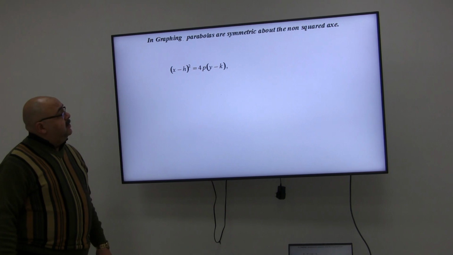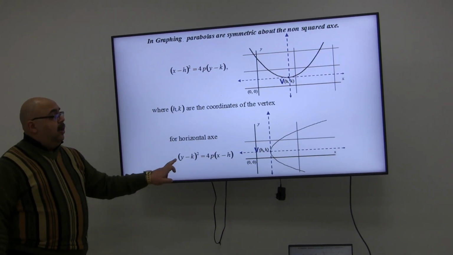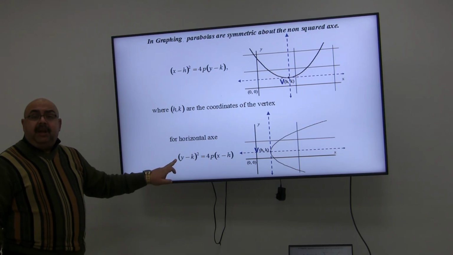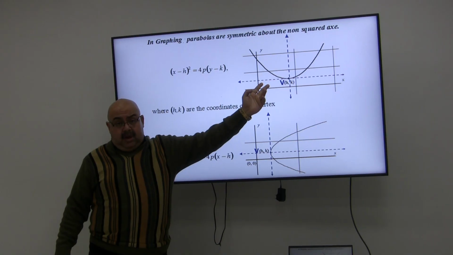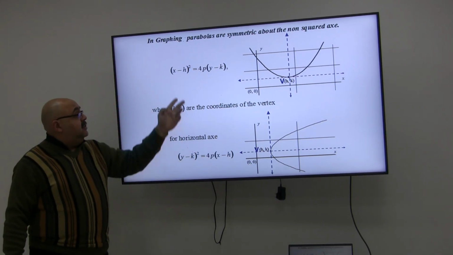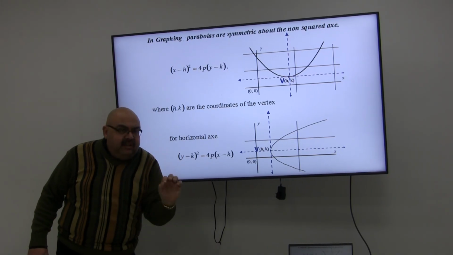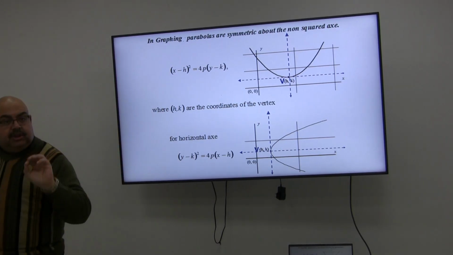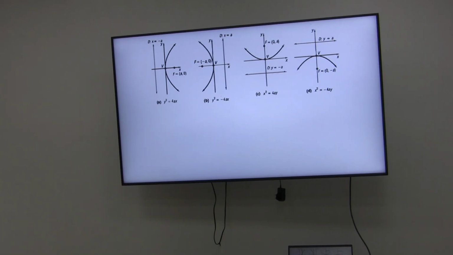In graphing parabolas, the symmetry is really very important. So that's the shape of a parabola symmetric about the x-axis. That's the shape of a parabola symmetric about the y-axis. Those are the different equations. As you can see also, I will need completing the square in order to reach the general equation of a parabola, either in the x or in the y direction. Those four shapes represent the various cases of a parabola.